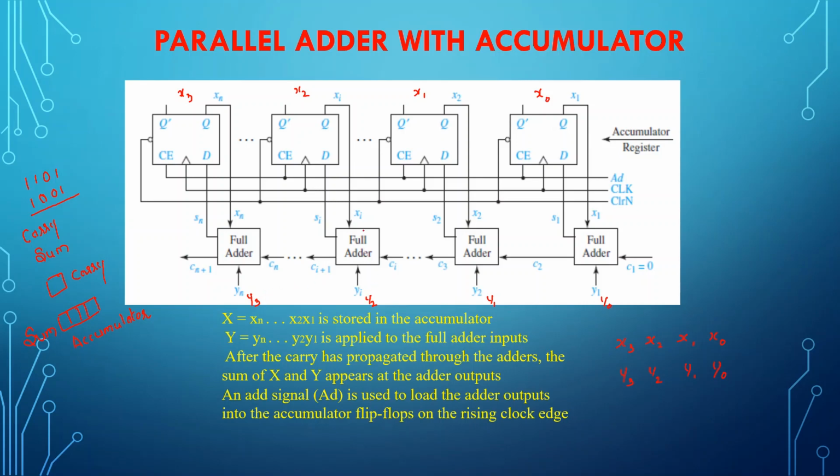After the addition takes place, there will be a carry generated. The carry that is generated will be propagated through the adders. If a carry is generated here, it will be propagated to the next adder. If a carry is generated here, it will be propagated to the next adder. And finally, at the MSB, if a carry is generated, it will be propagated to the carry flag, and the carry flag will be set, saying that a carry has been generated.